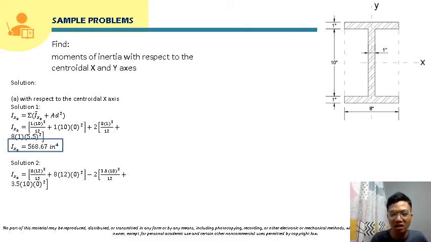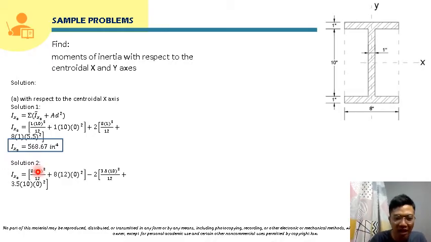So the solution will be easier. It will be shorter. But in this case, I just included the transfer term just for you to see it. But we can just actually disregard this transfer term, because the distance here is just 0. So we will just use the centroidal moment of inertia alone of the rectangles involved here.